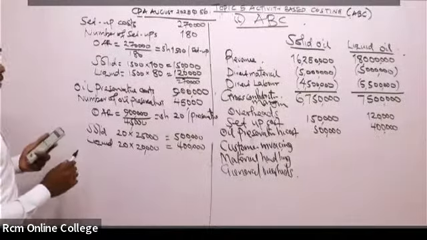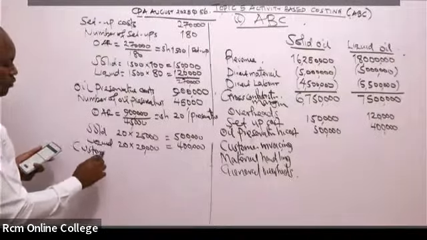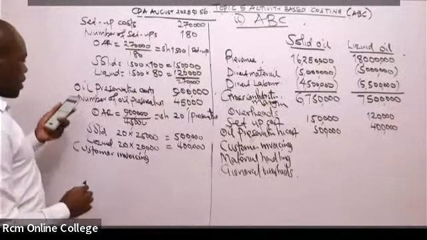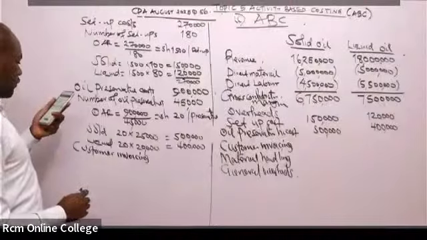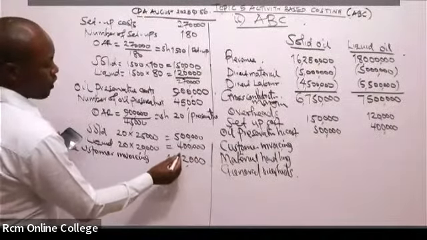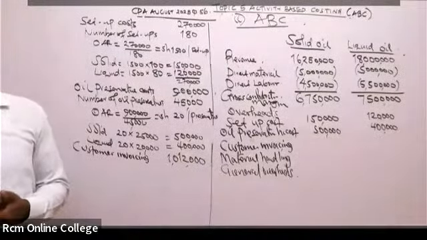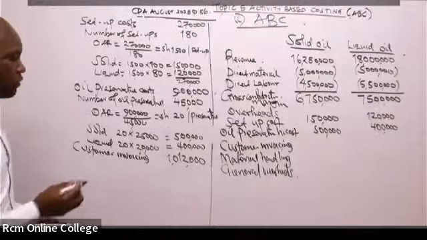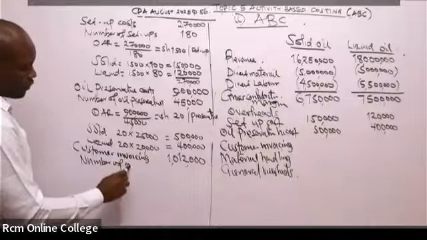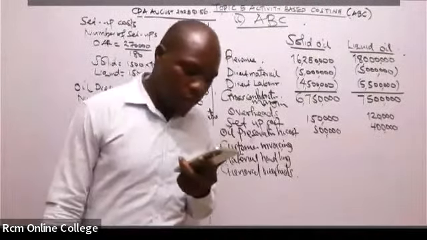The next thing here is customer invoicing. Customer invoicing cost. We have 10,12. What is the cost driver for the customer invoicing cost? Number of invoices. So can we get the total number of invoices? Total number of invoices ni ngapi?